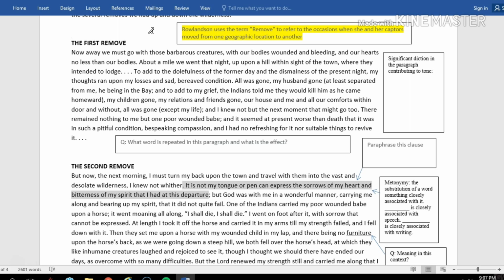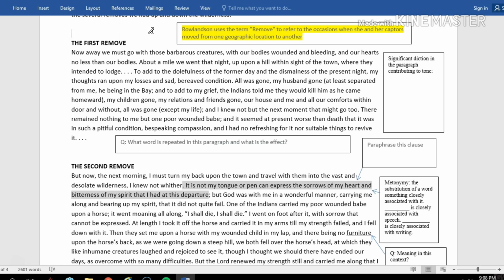The first remove. Now away we must go, those barbarous creatures, with our bodies wounded and bleeding, and our hearts no less than our bodies. About a mile we went that night, up upon a hill within a sight of town, where they intended to lodge. To add to the dolefulness of the former day and the dismalness of the present night, my thoughts ran upon my losses and sad bereaved condition.